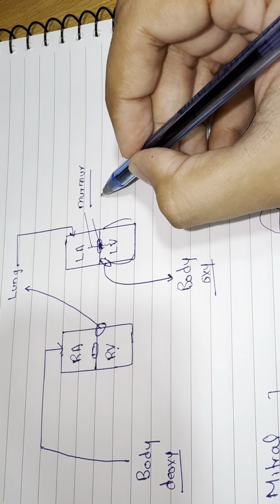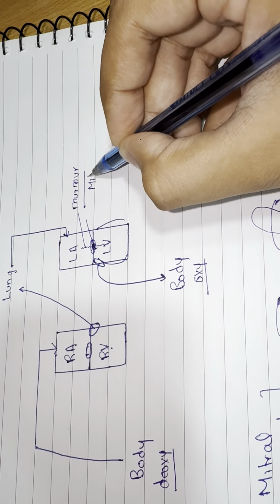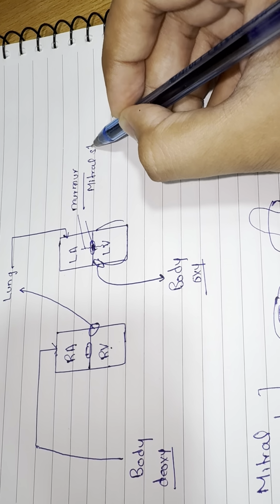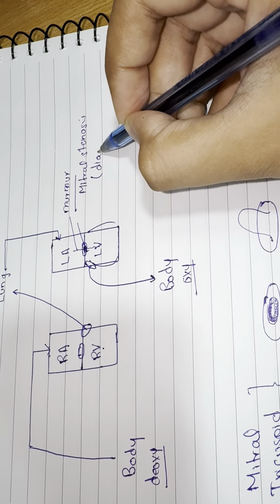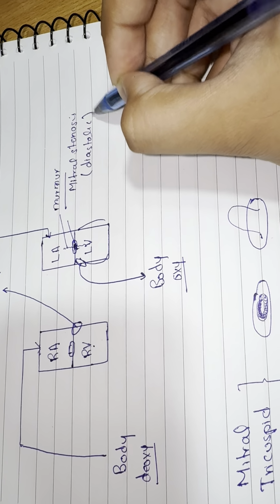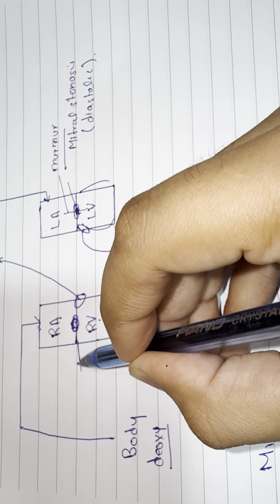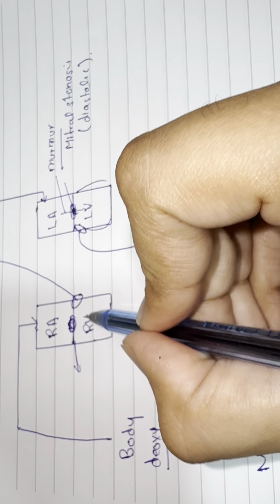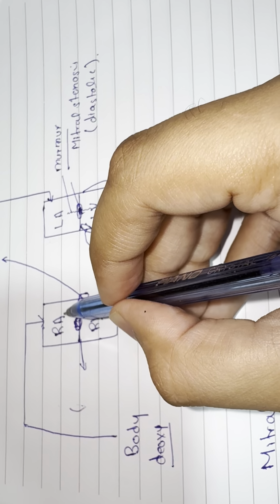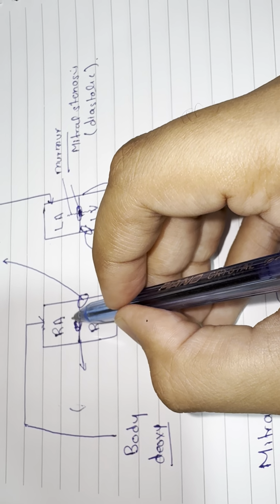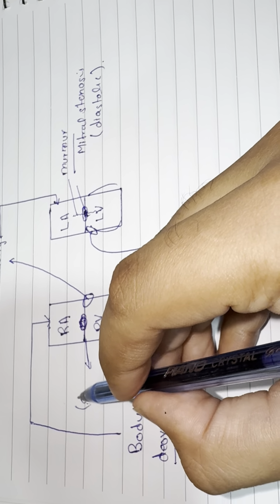So always, the murmur of mitral stenosis is a diastolic murmur. The same is the case with the tricuspid. Tricuspid stenosis will also cause what type of murmur? Because the flow from the right atrium to the right ventricle will be blocked, it will also be a diastolic murmur.